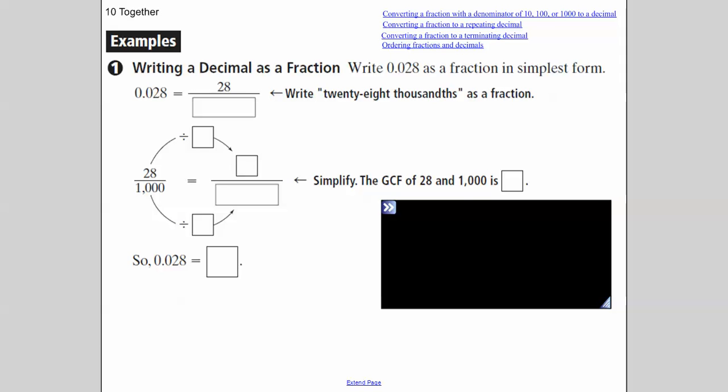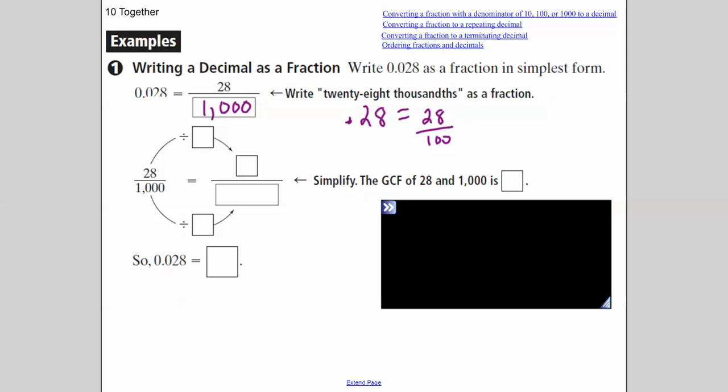Notice when we say 0.028, how do we really say that number in big kid terms? We say 28 thousandths. So if it's 28 thousandths, what number is going to be our denominator? 1,000 is going to be our denominator. That's how we write that as a fraction. If it was 0.28, it'd be 28 over 100 because it's 28 hundredths. Now, we always need to write things in simplest form.